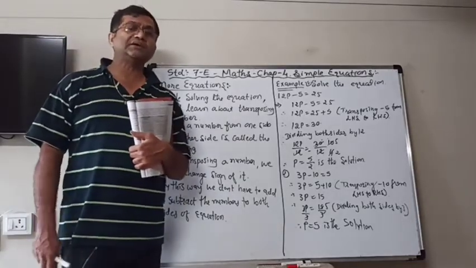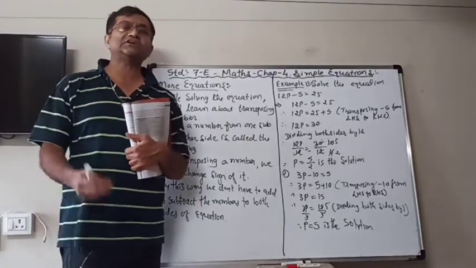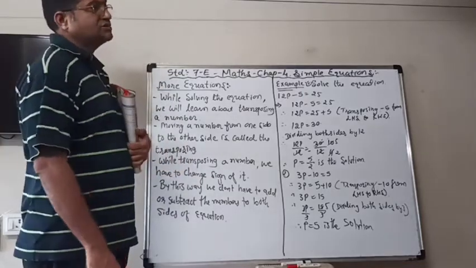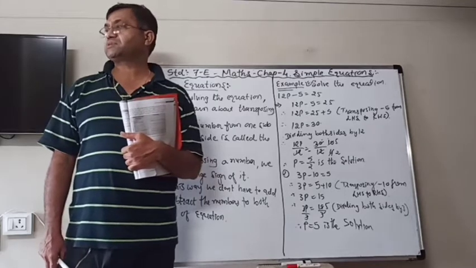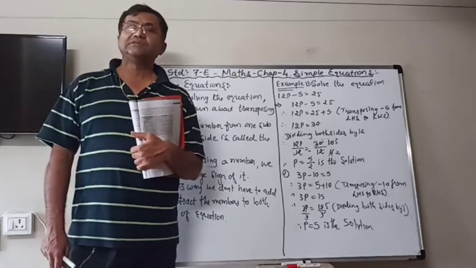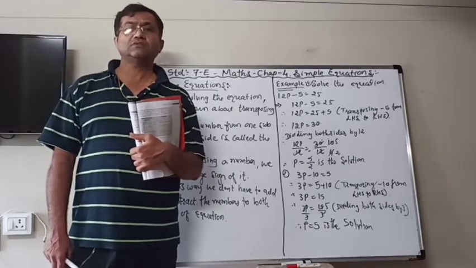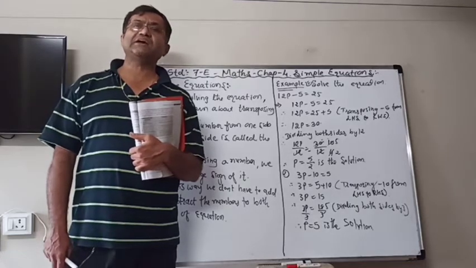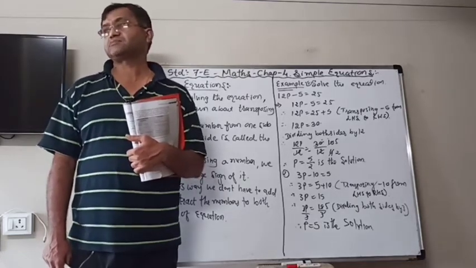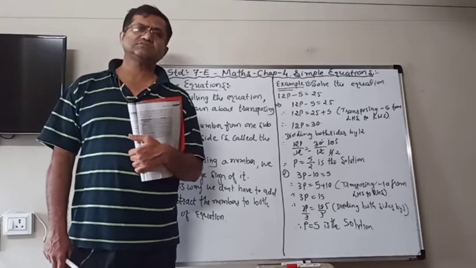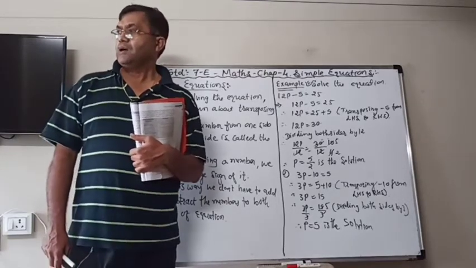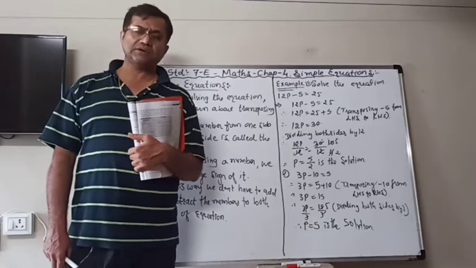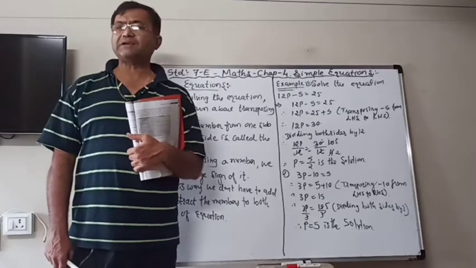That will be a little shorter way, because generally what we do, we add or subtract the same number to both sides, the LHS and RHS, which is a long thing to write down. But transposing will make it a little shorter.